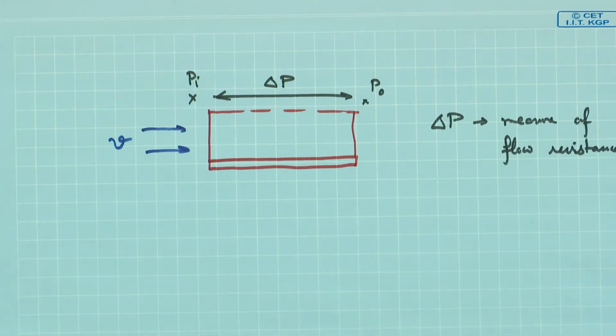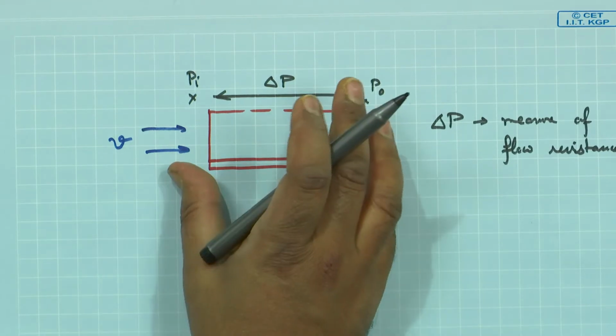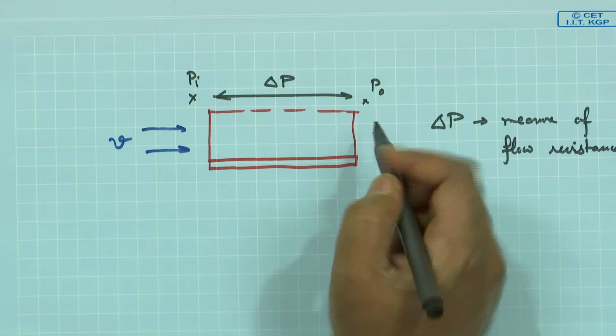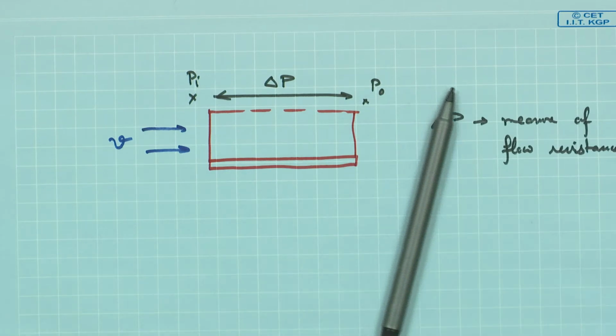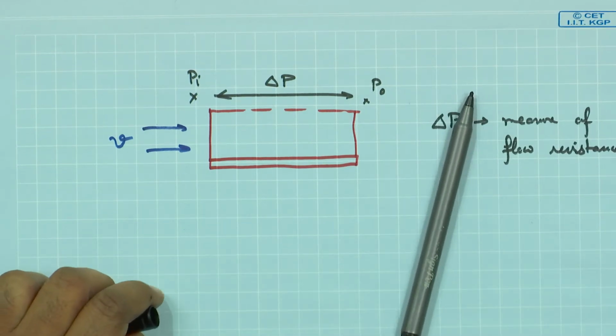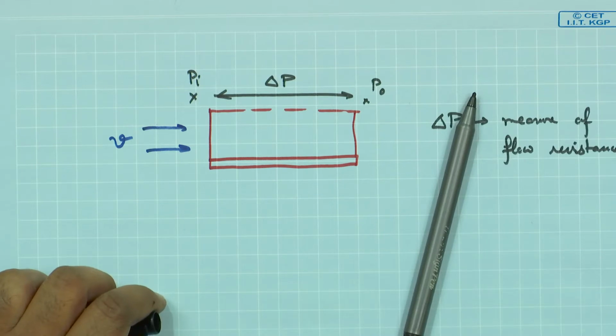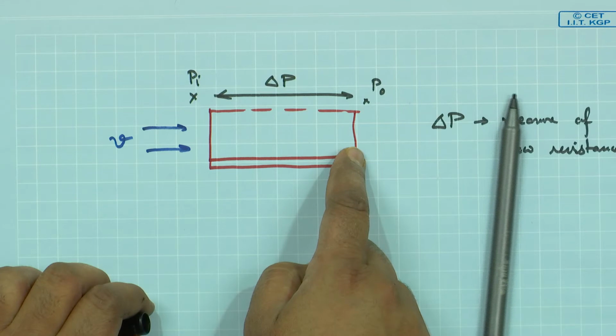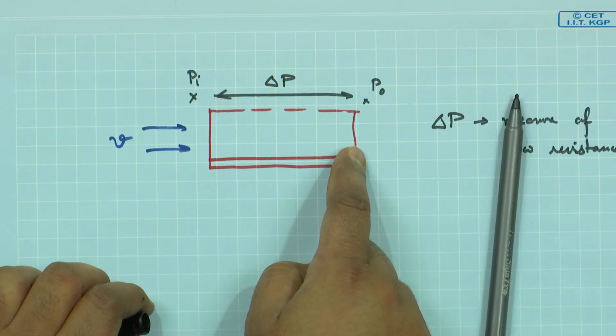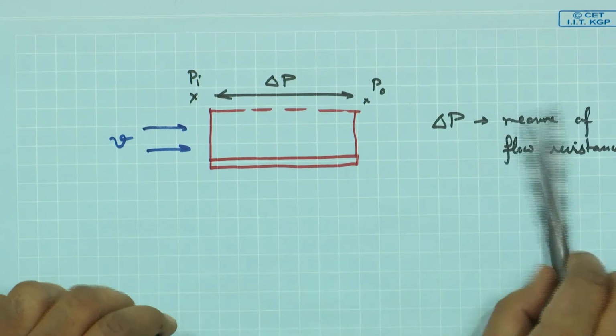So, higher is my flow resistance, higher will be the pressure drop, which means if this is the exit, for example, and which is typically going to be ambient, then my fan has to build up a higher pressure for the same velocity to flow through this. Clear? All right.